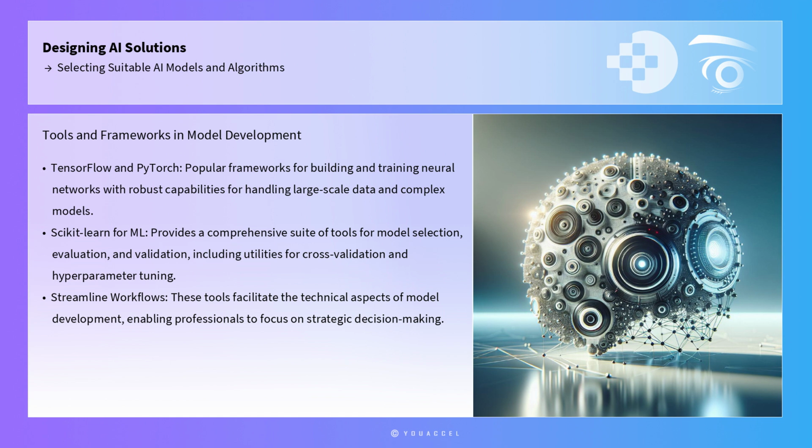For classical machine learning algorithms, scikit-learn provides a comprehensive suite of tools for model selection, evaluation, and validation. It includes utilities for cross-validation, hyperparameter tuning, and algorithm benchmarking, which are crucial for optimizing model performance. These tools not only facilitate the technical aspects of model development, but also streamline workflows, enabling professionals to focus on strategic decision-making.